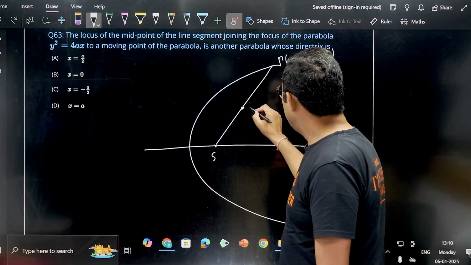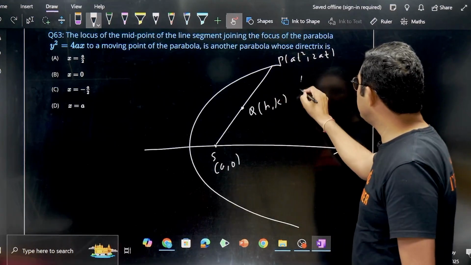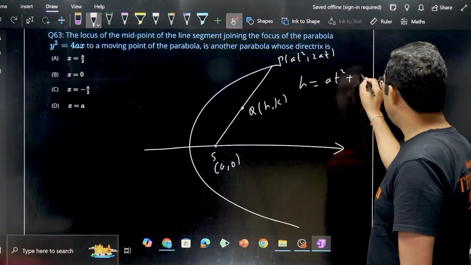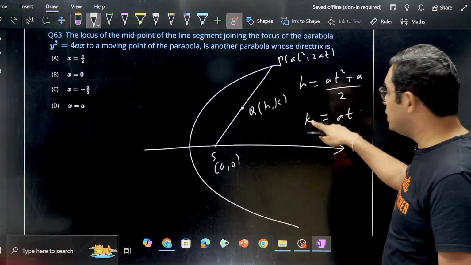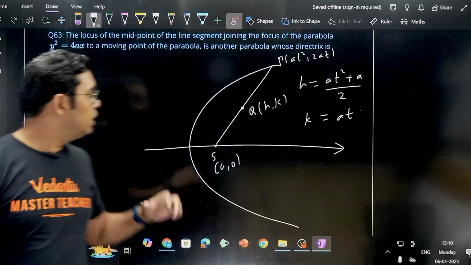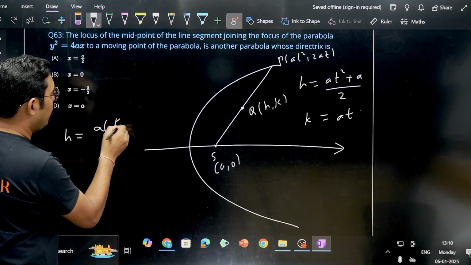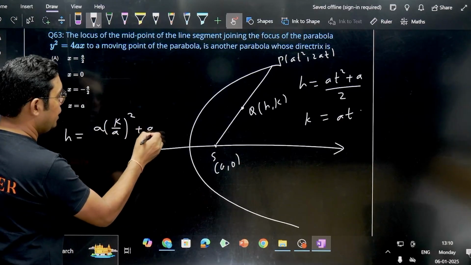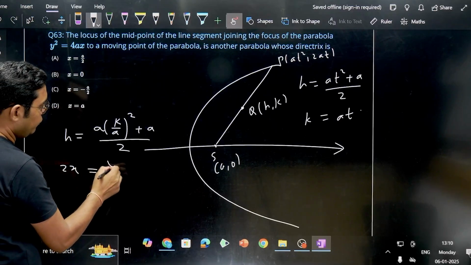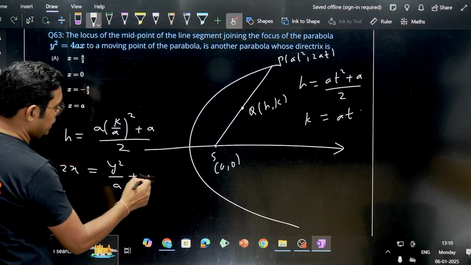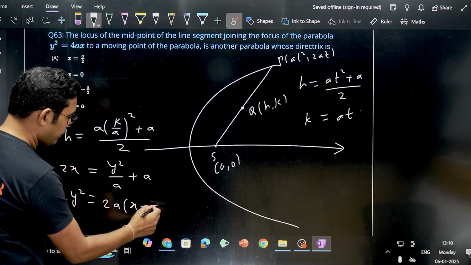locus of the midpoint, and let us say it is (h, k). The focus is (a, 0), so here h will be (at square plus a) upon 2 and k will be just at. So we can eliminate t using t equal to k upon a, and we will get the locus for this midpoint. So h is equal to a into (k upon a) whole square plus a upon 2. So h becomes x, so it will be 2x is equal to y square upon a plus a. Yeah, so y square is equal to 2a x minus a.